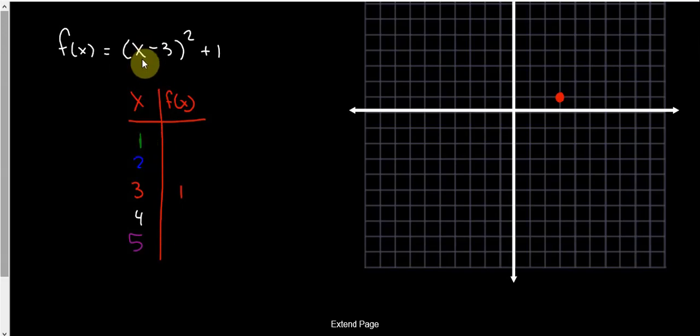So put a 1 in. 1 minus 3 is -2. -2 squared is 4. 4 plus 1 is 5. Put a 2 in there.